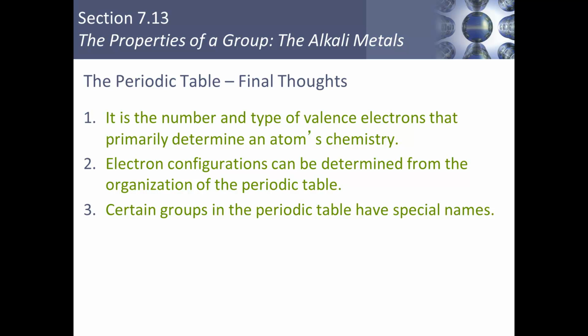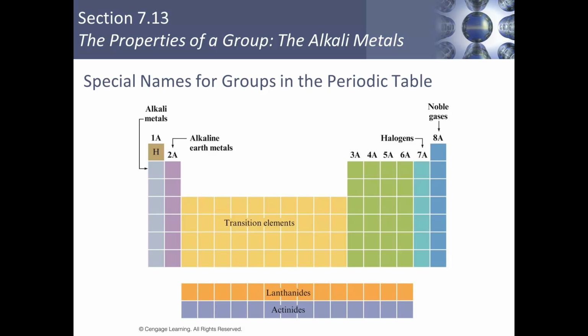Now keep in mind that it's the number and type of valence electrons that primarily determine an atom's chemistry. The electron configurations can be determined from the organization of elements on the periodic table if you know how to read main group elements versus transition metals versus lanthanide and actinides. Certain groups in the periodic table have special names which should be memorized.